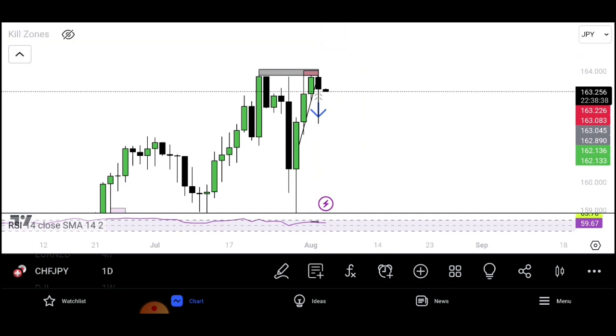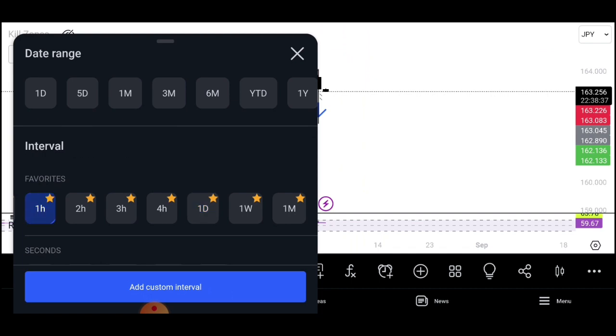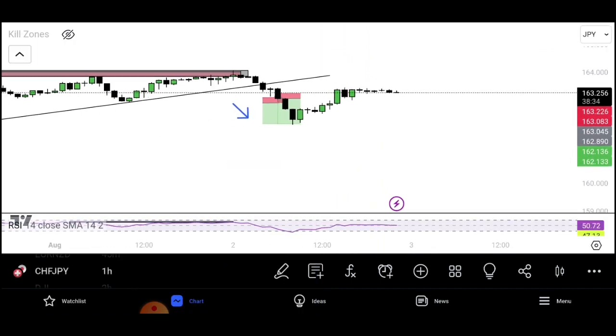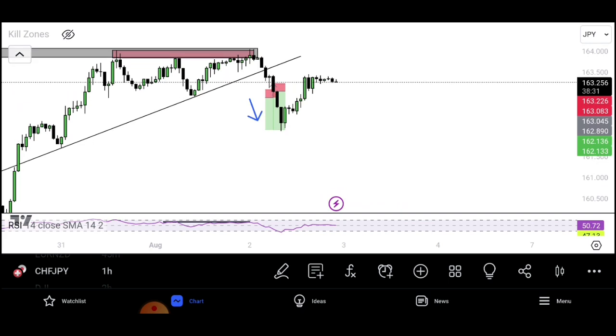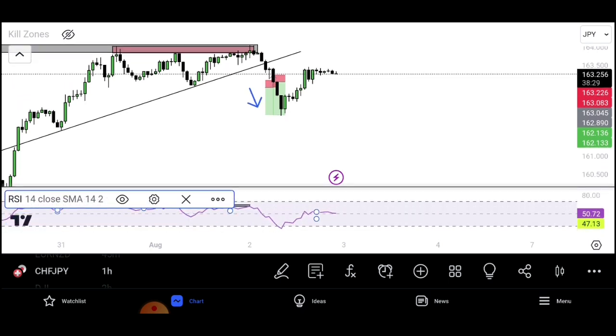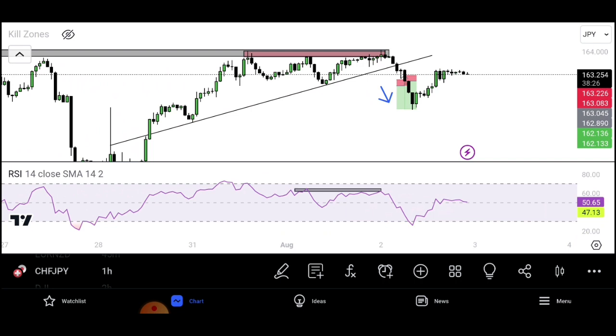Then on the 1 hour, I was looking at the RSI divergence, and you can see the divergence from this zone right here. Here price was going up, trading up, but here on the RSI, price was trading down, right? So this was the RSI divergence.